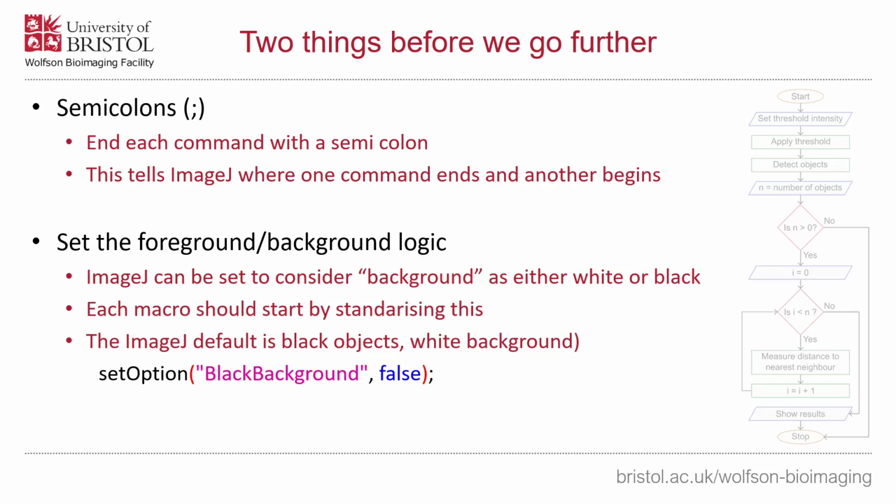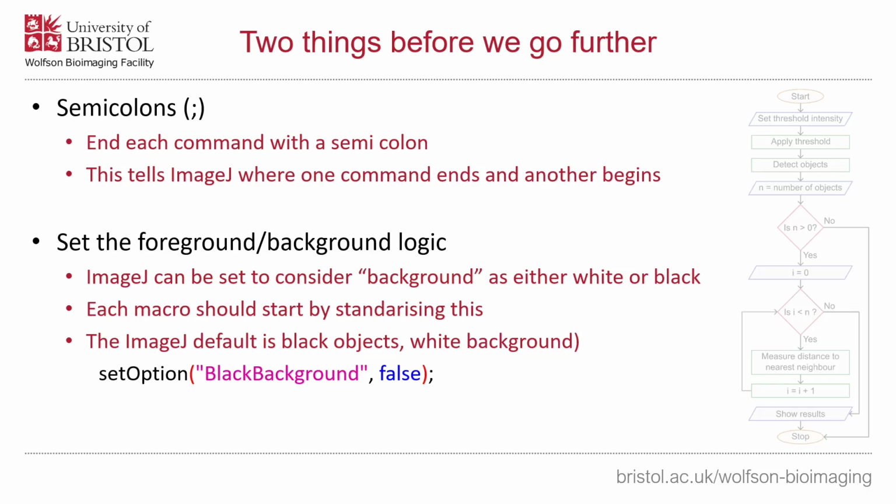By default, I believe ImageJ is set to have black objects on a white background, but the danger territory is that if you've set up your macros and everything works such that it's assuming black objects, white background, and then you give it to someone else or you run it on a different computer that's set to the inverted logic, then your macro might behave differently.